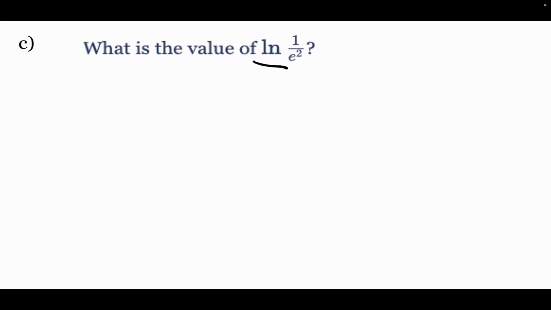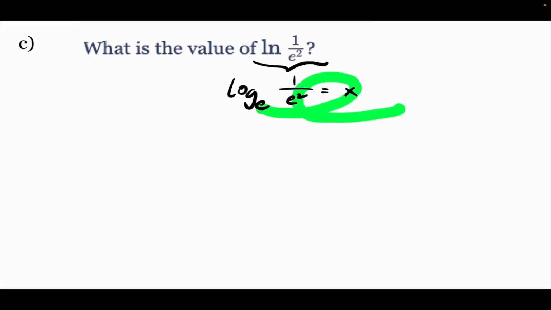Again, first thing, I don't want ln, I want log with a base of e. This guy's a fraction. Missing that part. So to get that missing part over here, I have to do the loop. Okay. e to the x power equals 1 over e squared.